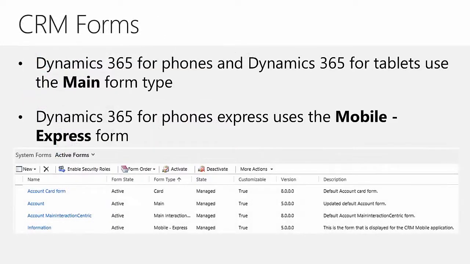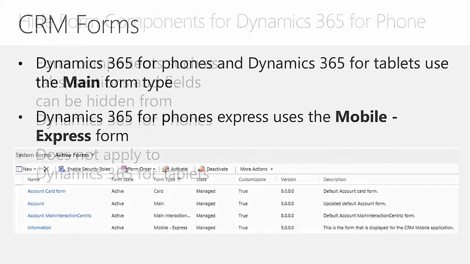When designing forms for the mobile apps, note that Dynamics 365 for phones and Dynamics 365 for tablets both use the main form type, whereas Dynamics 365 for Phones Express uses the Mobile Express form. In earlier versions, this form type was shown as mobile forms.